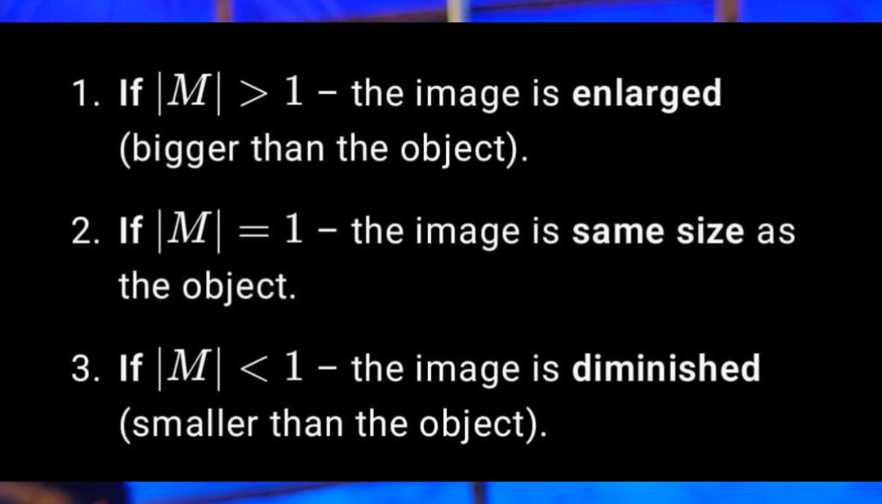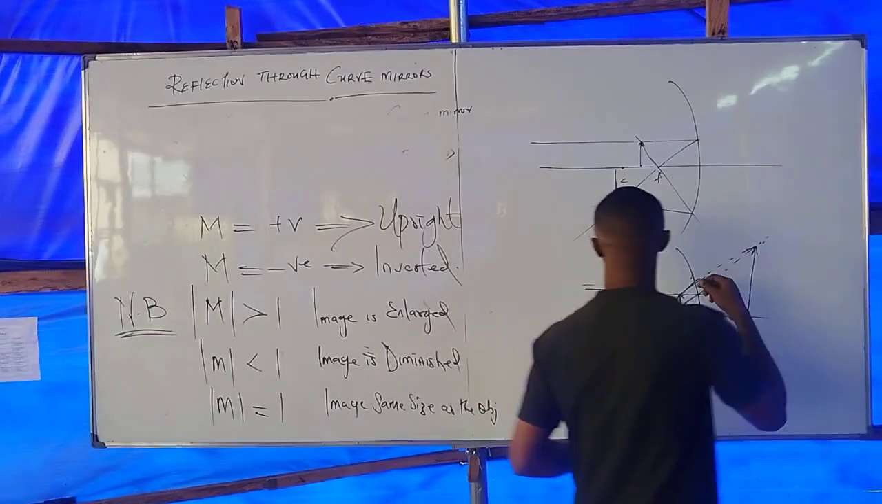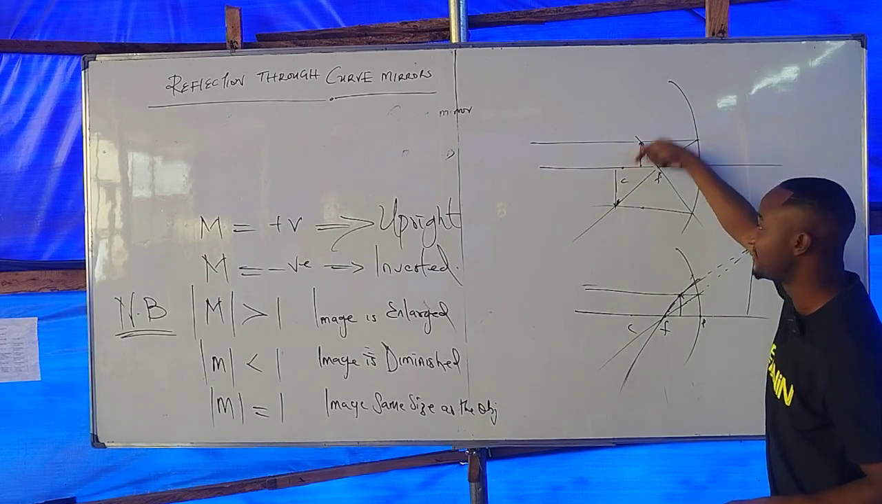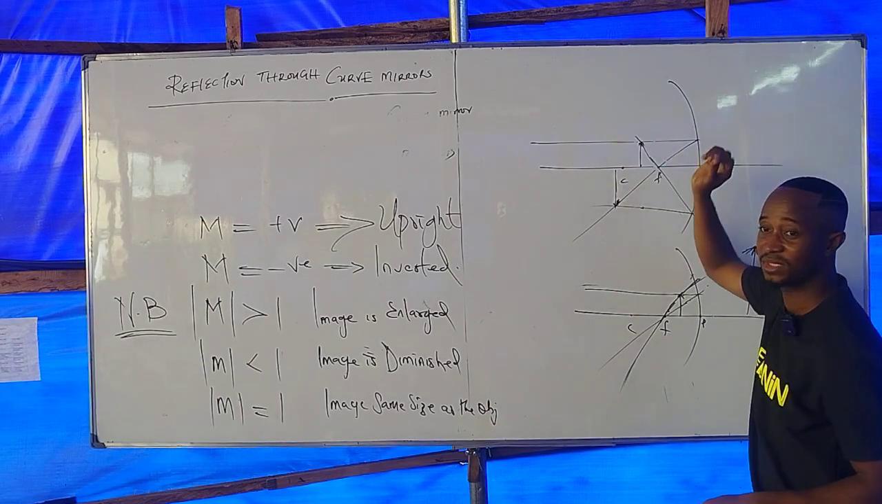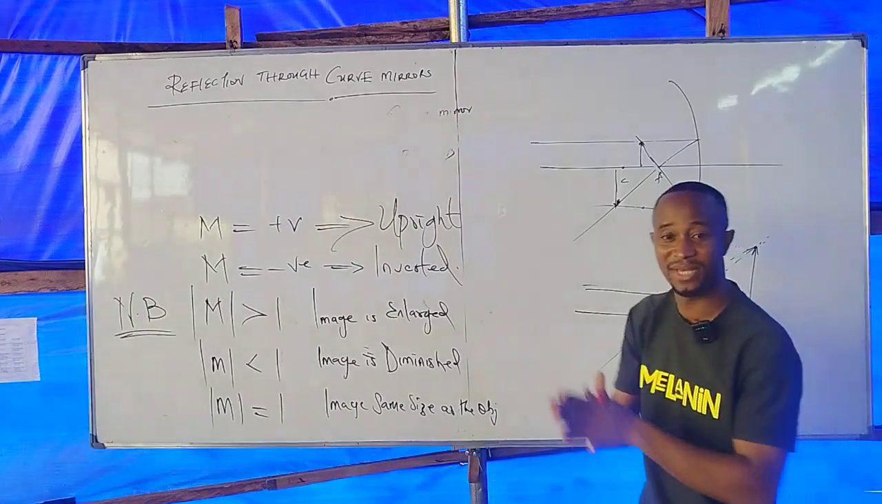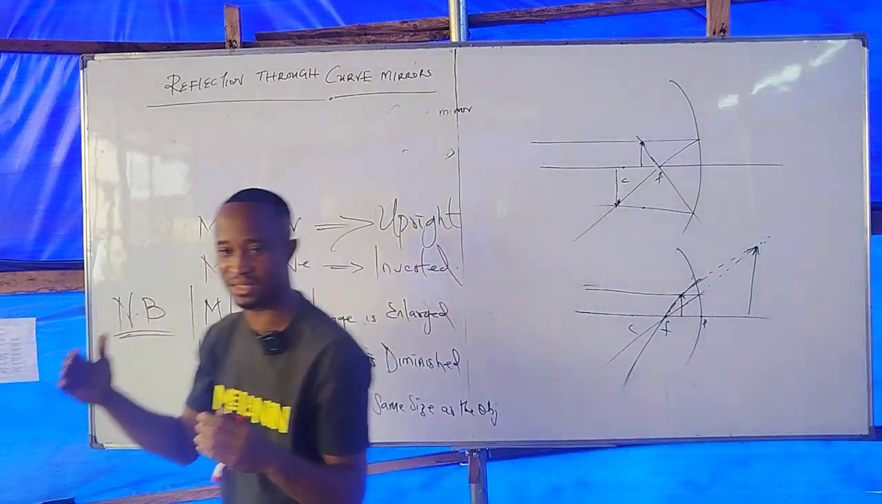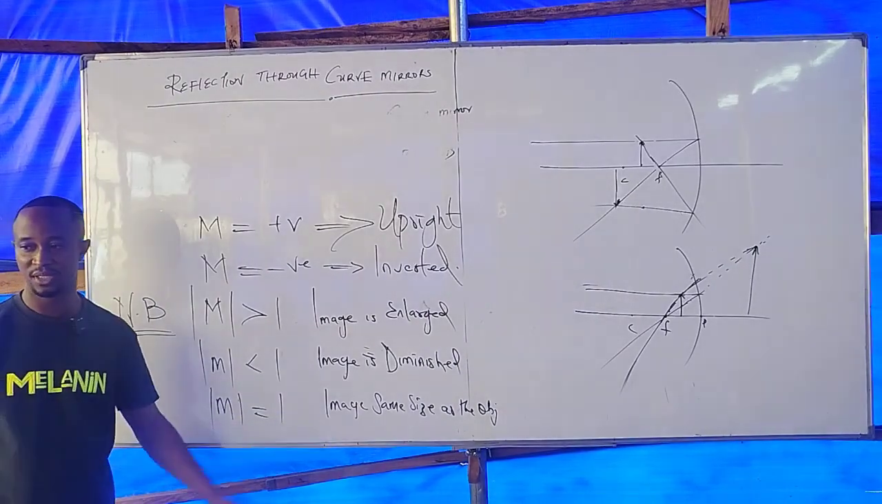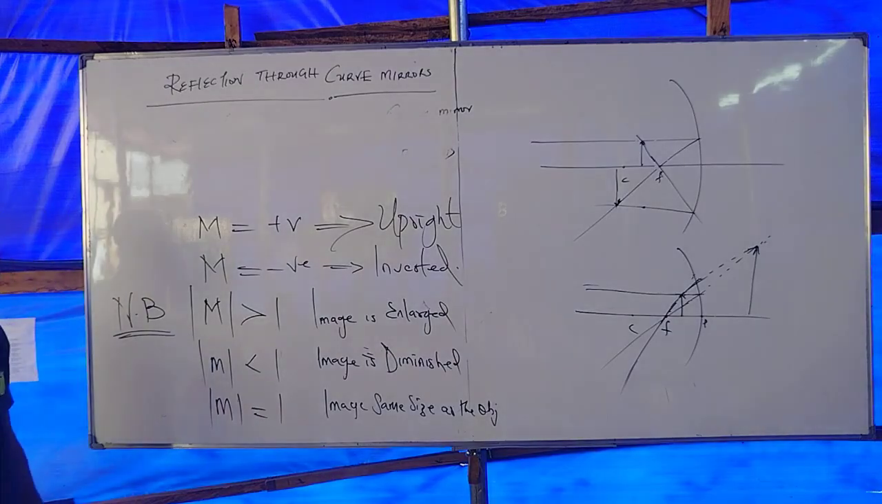At what point do we achieve this? Now the image is the same size as the object. At what point? When the object is placed at the center of curvature. At this point, the image formed will be the same size as the object. They will be at the same point and the same size. So at that point, our M is equal to 1. Is it clear? Okay, let me ask this question.